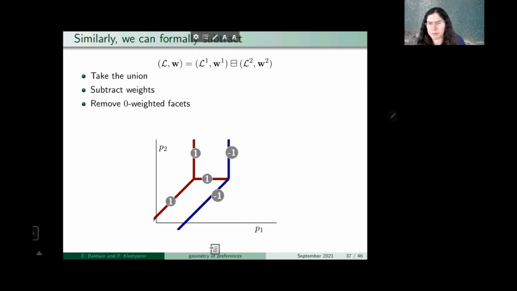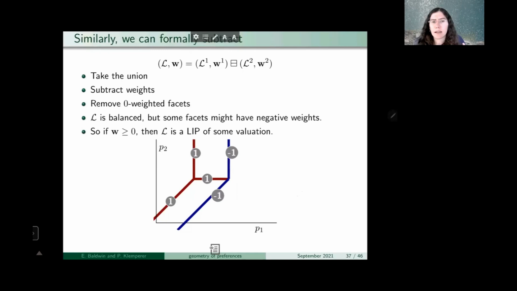We still got these -1 weighted ones, so that's odd. But it is still balanced. We've still got that property that if you go round in a circle, facet normal times weight equals change in demand, going round in a circle, it does still add up to 0. So that balancing property still holds. It's just that sometimes we've got these negative bits which might not behave.